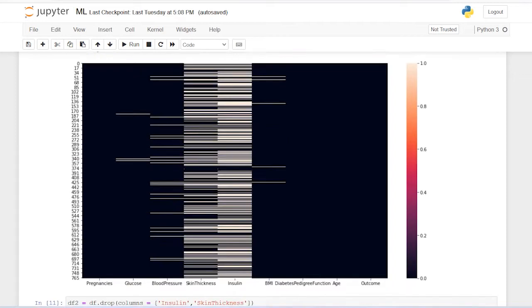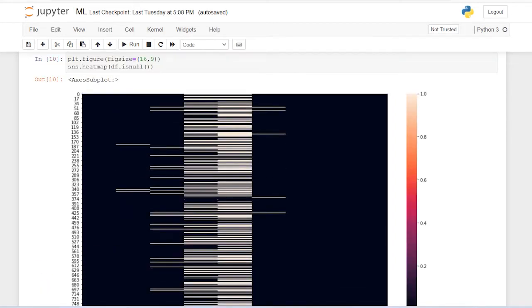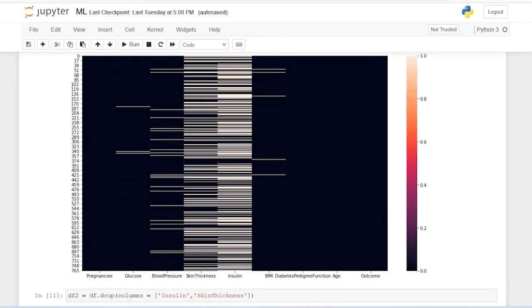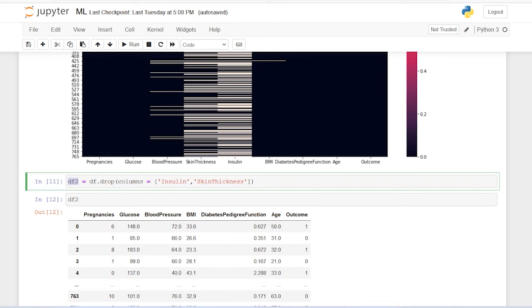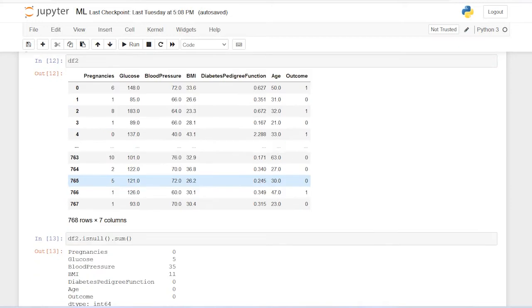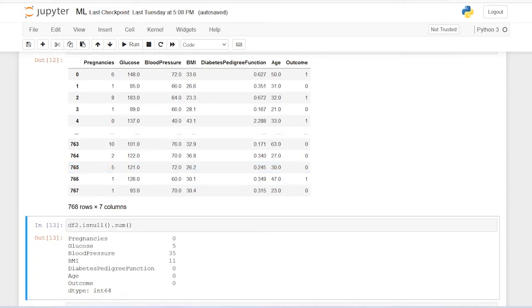So as you can see, the white dashes represent the null values and the skin thickness and insulin have a high concentration of white dashes. So I have dropped it in the next line and stored it in a new data frame known as data frame 2. This is the new data frame in which skin thickness and insulin are not there, but still there are null values here. As you can see, glucose has 5 null values, blood pressure has 35 null values, and BMI has 11 null values.